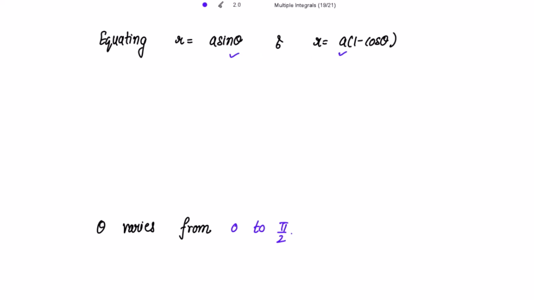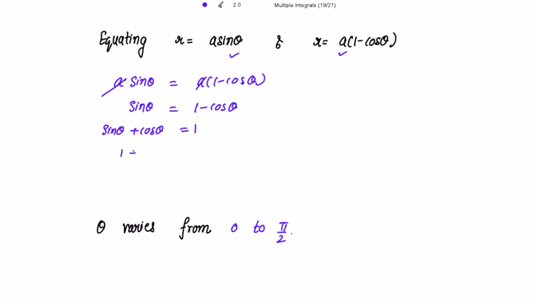get the values of theta by equating these two, as a sine of theta is equal to a into 1 minus cos of theta. And then this a and a will go. So this is sine of theta is equal to 1 minus cos of theta. Taking this cos theta to the other side, this is sine of theta plus cos of theta equal to 1. Squaring both the sides, you get sine square theta plus cos square theta, that is 1, plus twice sine of theta cos of theta, that is equal to 1.